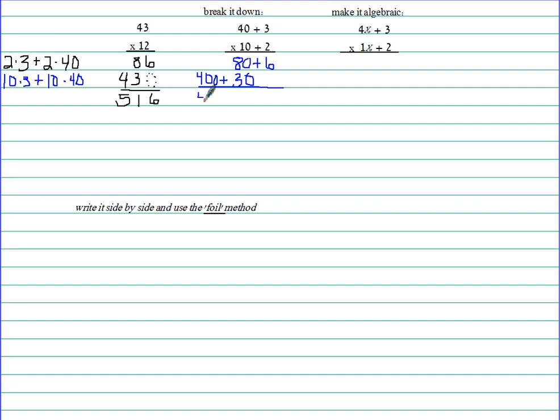So we have 400 here. We have 110 in the middle. So it's basically like 11 $10 bills. And then we have 6 singles. And all of that together gives us the 516.